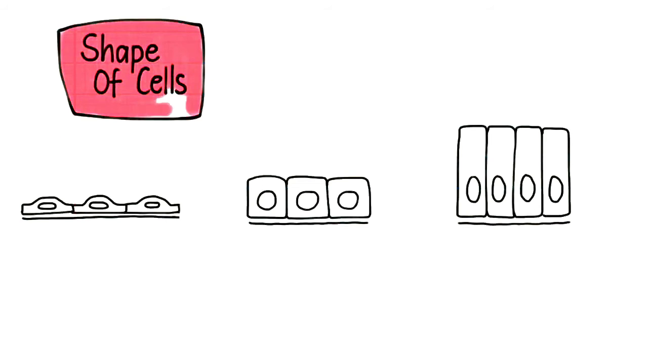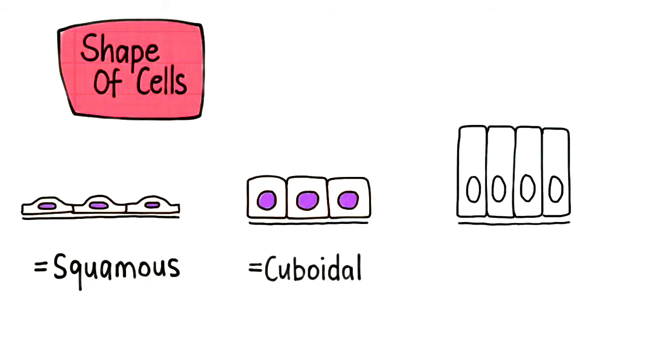Next, let's look at the shape of epithelial cells. If the cells are flat, we call the epithelium squamous. If the cells are cube-like, the epithelium is cuboidal. And if the cells are column-shaped, the epithelium is columnar.